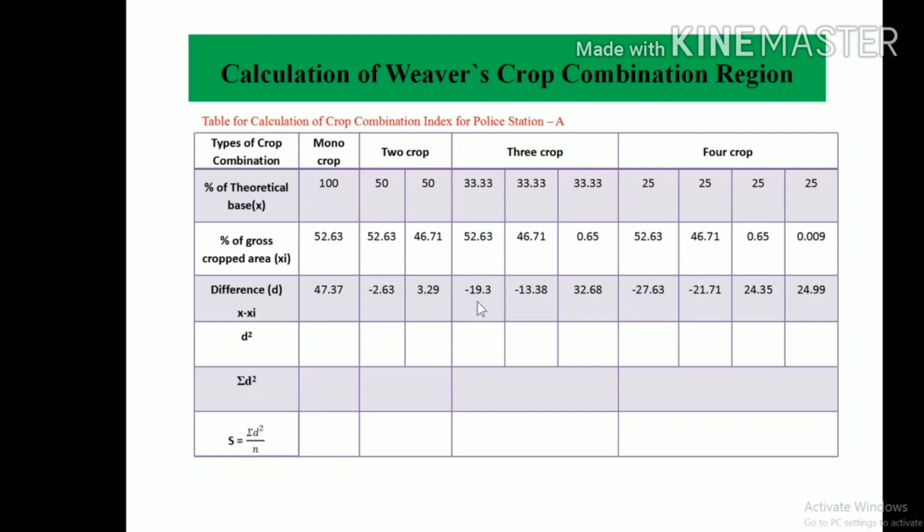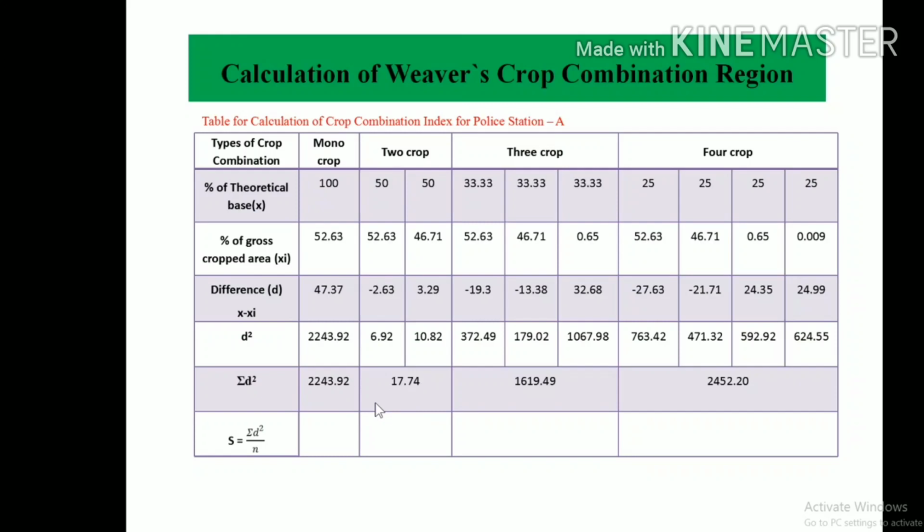The next step is the square of the difference. So you have to square the difference. Next step is the summation of the square of the difference. So you have to sum up these crops. For two crops only sum of the two, and for three crops sum of the three values, and four crops sum of the four values. In this way you can get the summation of d square.